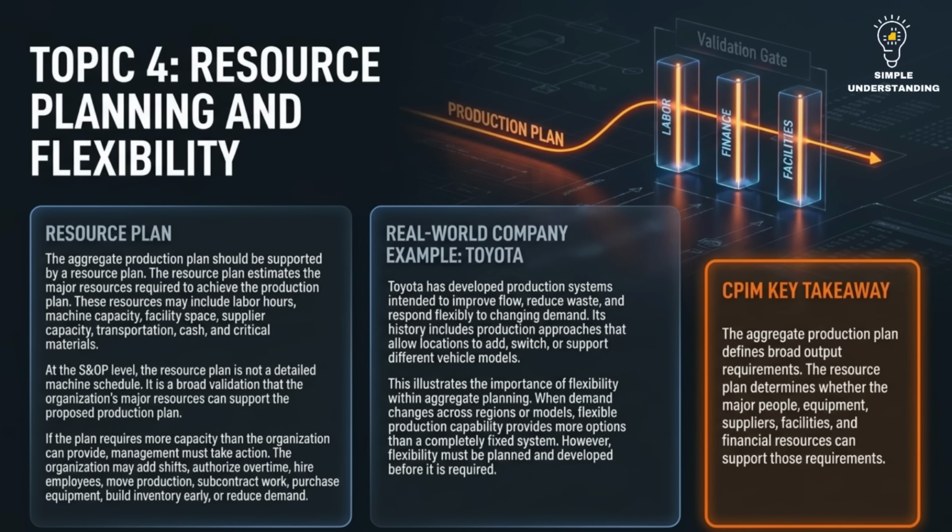CPIM key takeaway. The aggregate production plan defines broad output requirements. The resource plan determines whether the major people, equipment, suppliers, facilities, and financial resources can support those requirements.